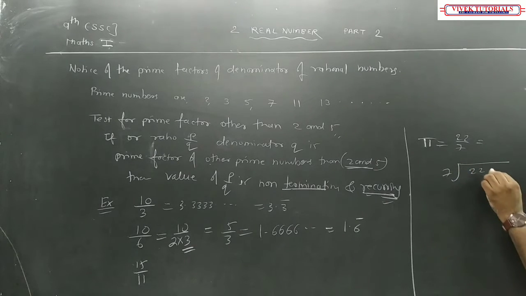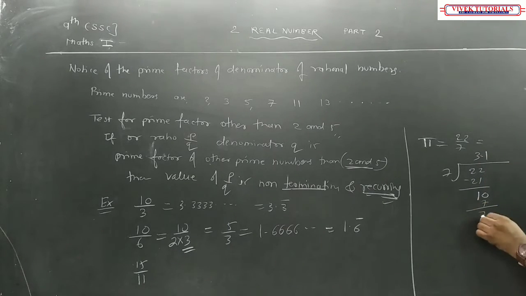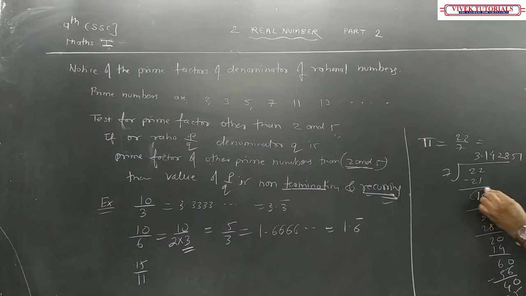22 and 7. 7 3s are 21. It becomes 10. Is it right? So point will be there. So 7 ones are 7. 3 is there. 30. 7 4s are 28. 20. 7 2s are 14. 6. 7 8s are 56. It becomes 40. Then 7 5s are 35. 5, 50. Then 7 1s are 7. That is 49. 10. देखो ये 10 वापस रिकरिंग हो रहा है.